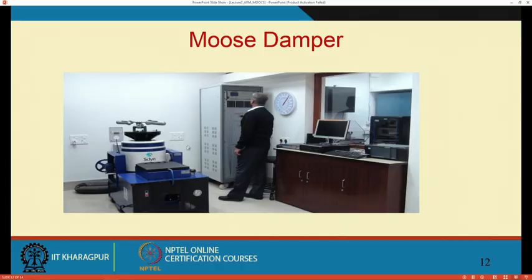So, this is a view of this stock damper being tested in our laboratory, where we have an electromagnetic shaker wherein we can generate forces and then see. We'll later on show you a video of this as well.